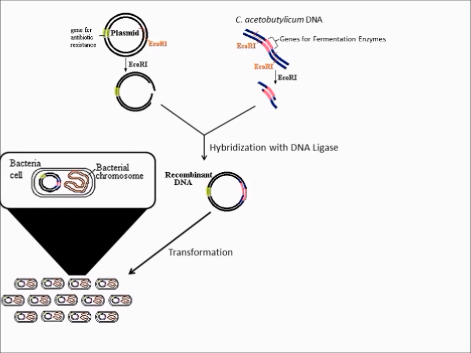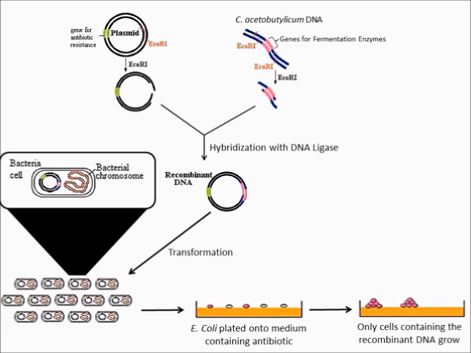After transformation, the E. coli cells which have successfully taken up the plasmid have both the plasmid and their own chromosome. The transformed cells are plated onto a medium containing the antibiotic, so that only the cells that have successfully taken up the plasmid, which has the antibiotic resistance gene, can grow on the medium. To get the recombinant E. coli cells to produce butanol in the lab, they are grown in bulk.